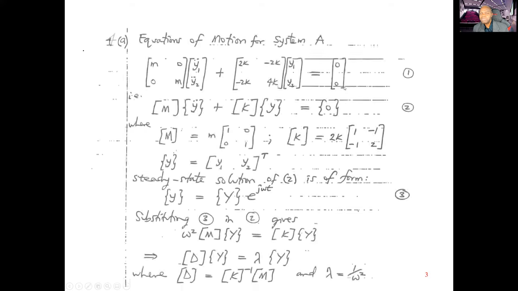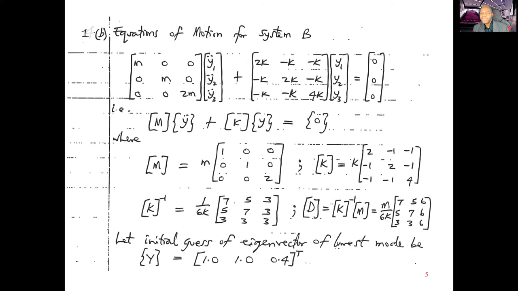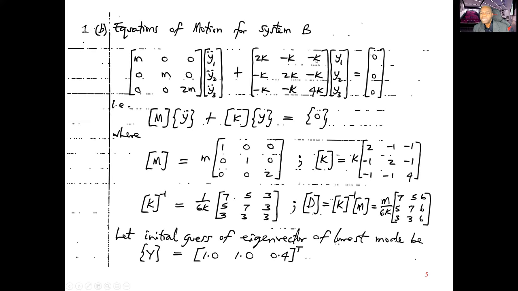So the stiffness matrix will simply be 2K, minus K, minus K; minus K, 2K, minus K; minus K, minus K, and 4K. So therefore, this here is the equation of motion, which you can rewrite as M y double dot plus K y equals zero. We have the mass matrix M is M into 1 0 0, 0 1 0, 0 0 2, and the stiffness matrix K is K into 2, minus 1, minus 1; minus 1, 2, minus 1; minus 1, minus 1, 4.